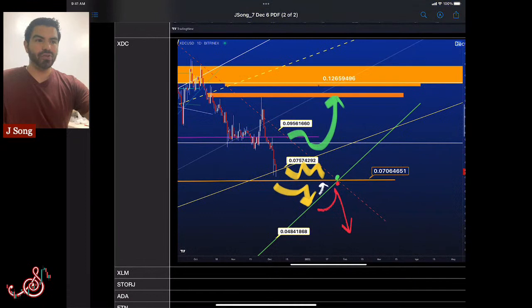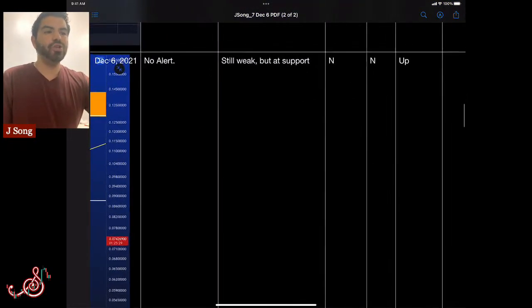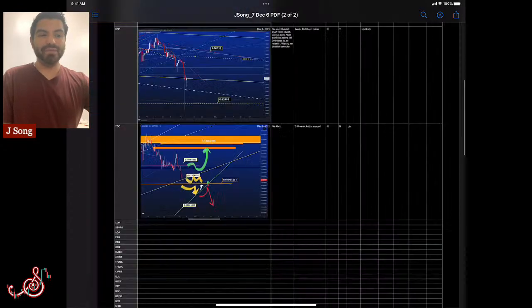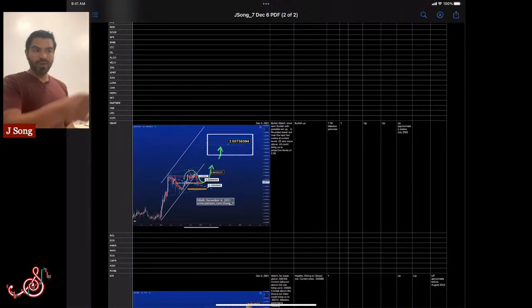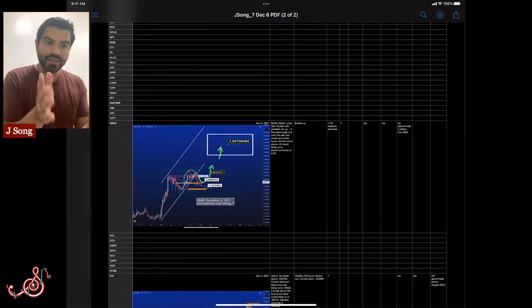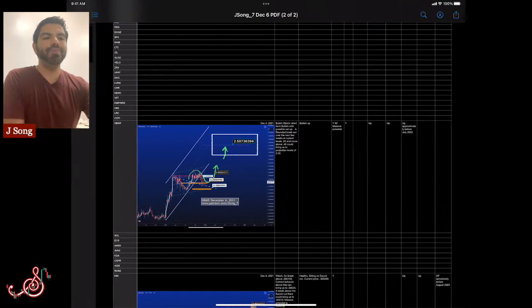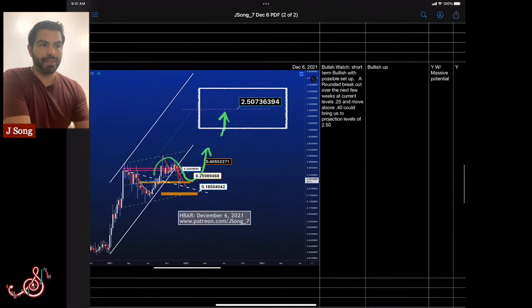And so if you guys are looking at our full analysis, you can look on the website. But right now, there's no alert. Still weak, but at support. And then every now and then you get some cryptos that are getting set up. And these are the ones that, this is the real reason why I have this type of PDF and I'm going to be publishing on my website.